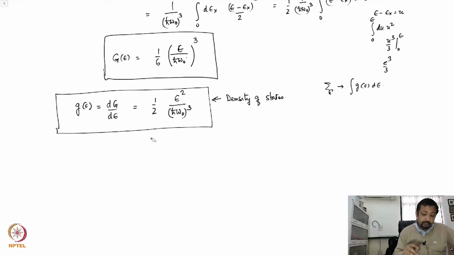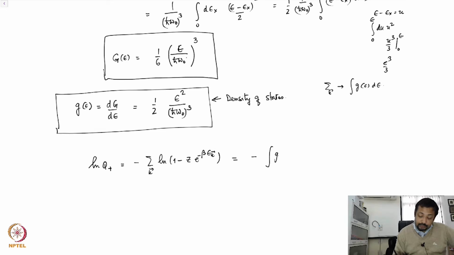Well, one can also look at the grand canonical partition function, and the grand canonical partition function is given by minus sum over k ln(1 − z e^(−βε_k)), which is going to be minus the integral g(ε) dε ln(1 − z e^(−βε)).